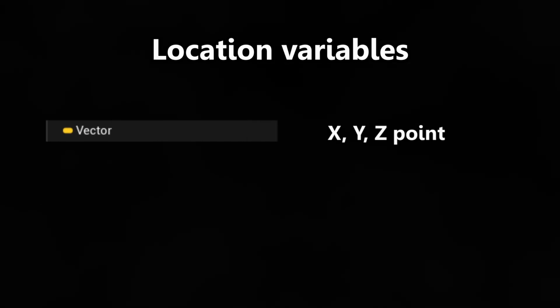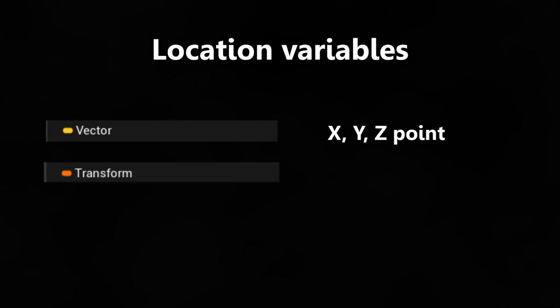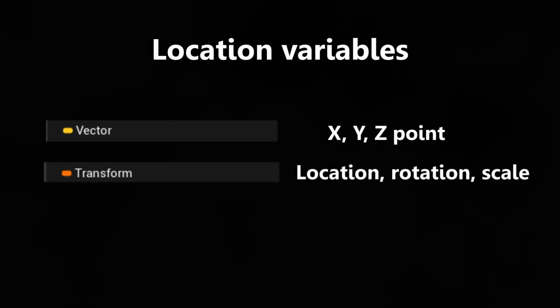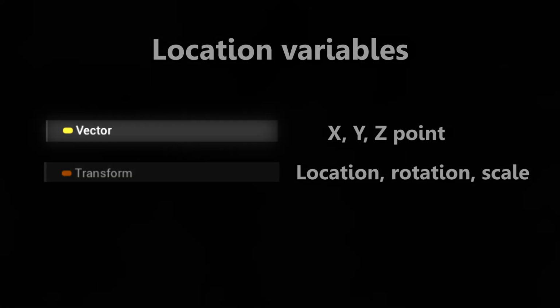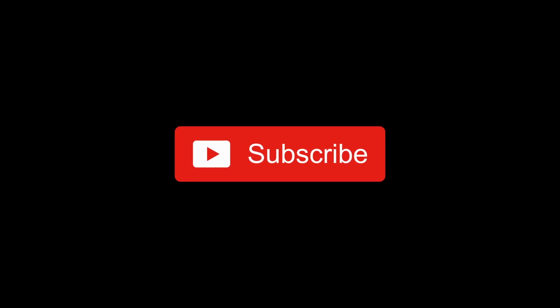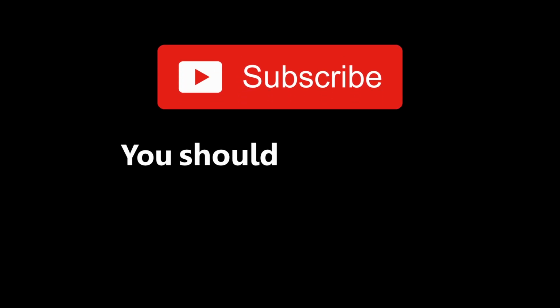The last type of variables are location variables. The vector variable takes a x, y, and z input to define a spot in the world, and a transform variable is used not just for location but also rotation and scale. I often use a vector variable, but rarely use a transform variable. Alright, so I said that was the last variable type, but the actual last variable type I'm covering is a subscribe variable. I use this all the time, and you should try it too.